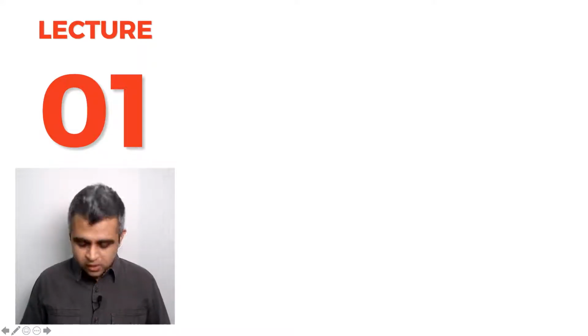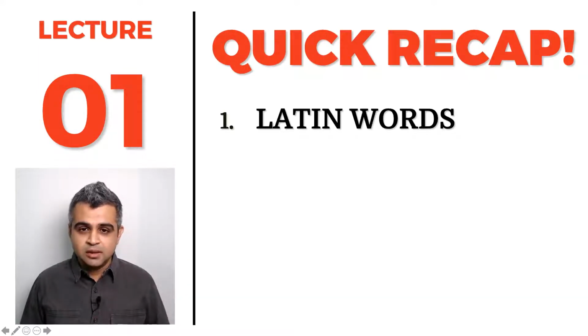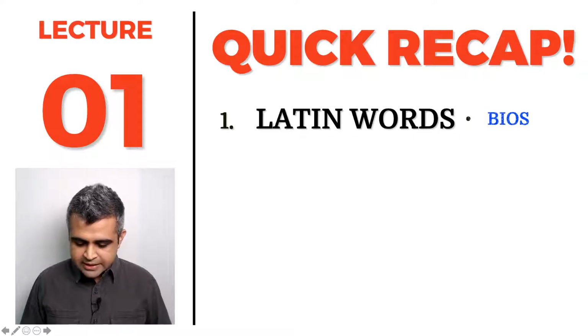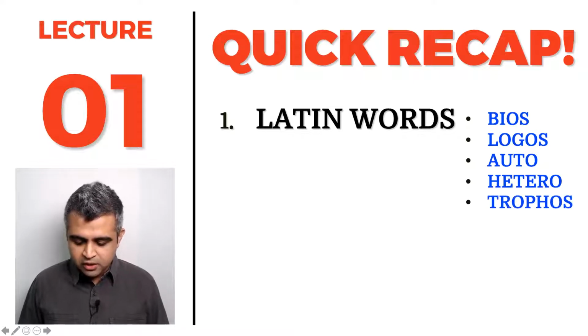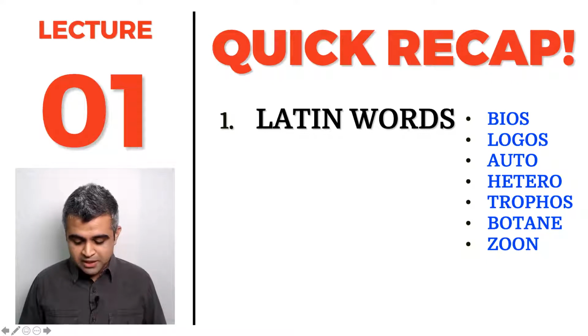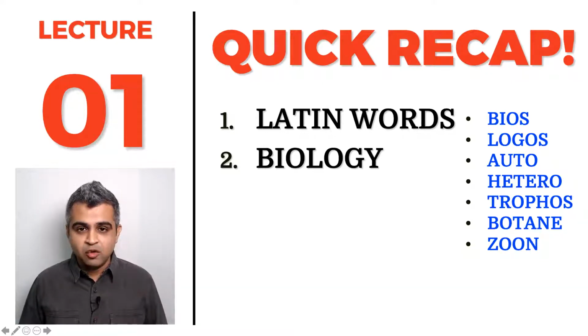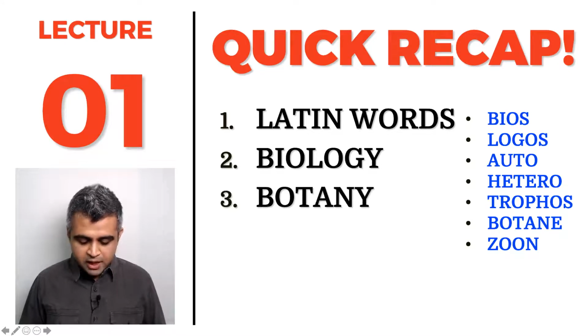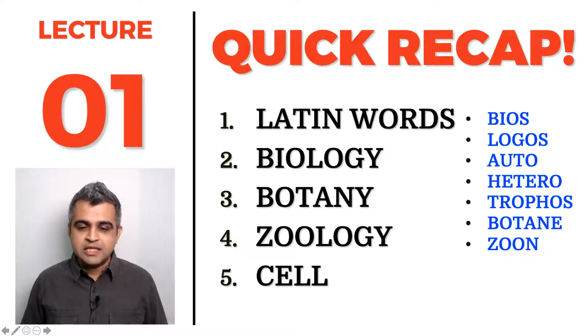In lecture number 1, we spoke about why there are so many Latin words in our subject. We spoke of words like bios, which means life, logos, which means study of, auto, which means self, hetero, which means different, trophos, which means to eat, botan, which means plant, zoon, which means animals. We saw definitions like biology, the study of life, botany, the study of plants, zoology, the study of animals, and we also saw the most important definition, which is the definition of cell itself.